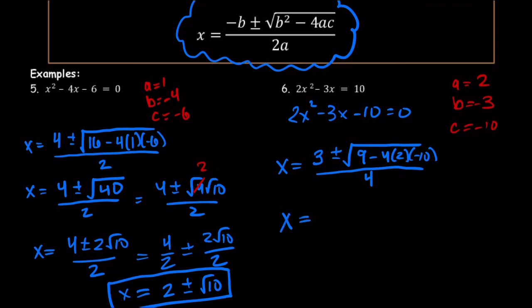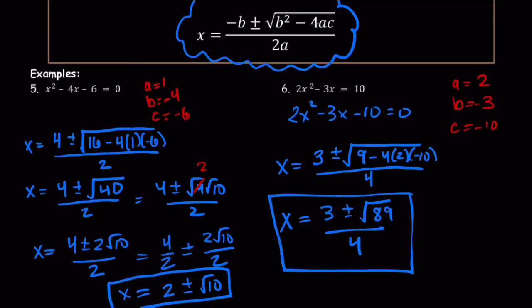X equals 3 plus or minus square root, I'll get that in a second, all over 4. What I'm going to do in the calculator is put in 9 minus 4 times 2 times negative 10 and get that value. That gives me 89. I actually like this. The reason I like this is because you cannot simplify square root 89. There's no perfect square that goes into 89. So if you can't simplify that radical, we are done. There are your 2 roots.